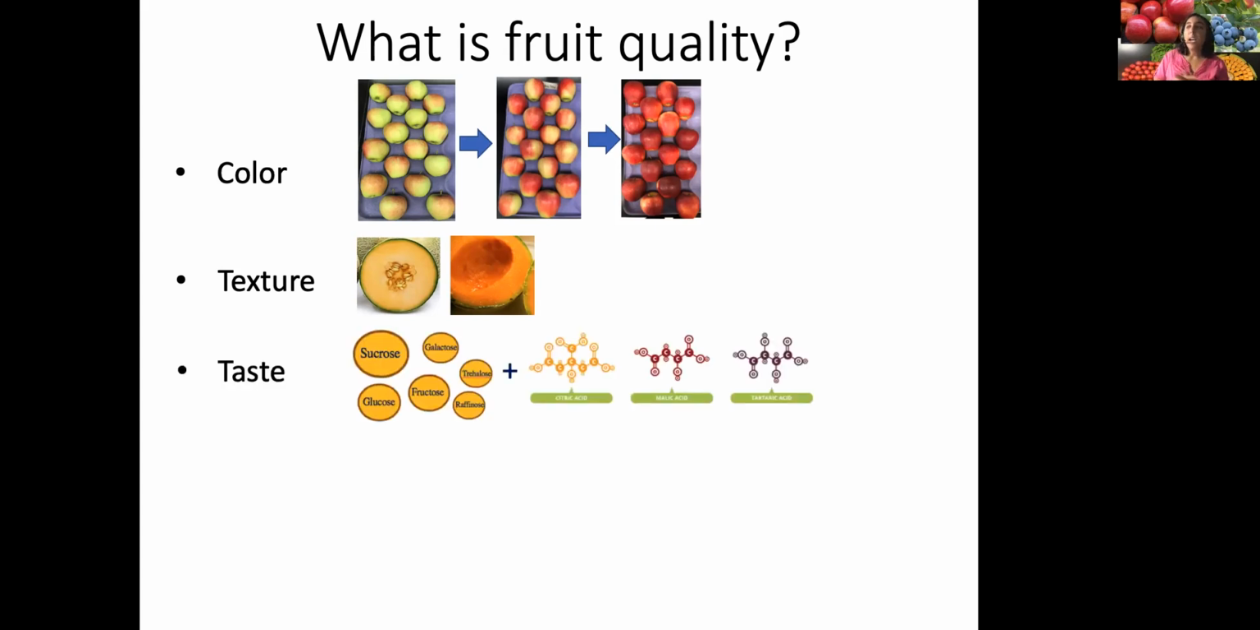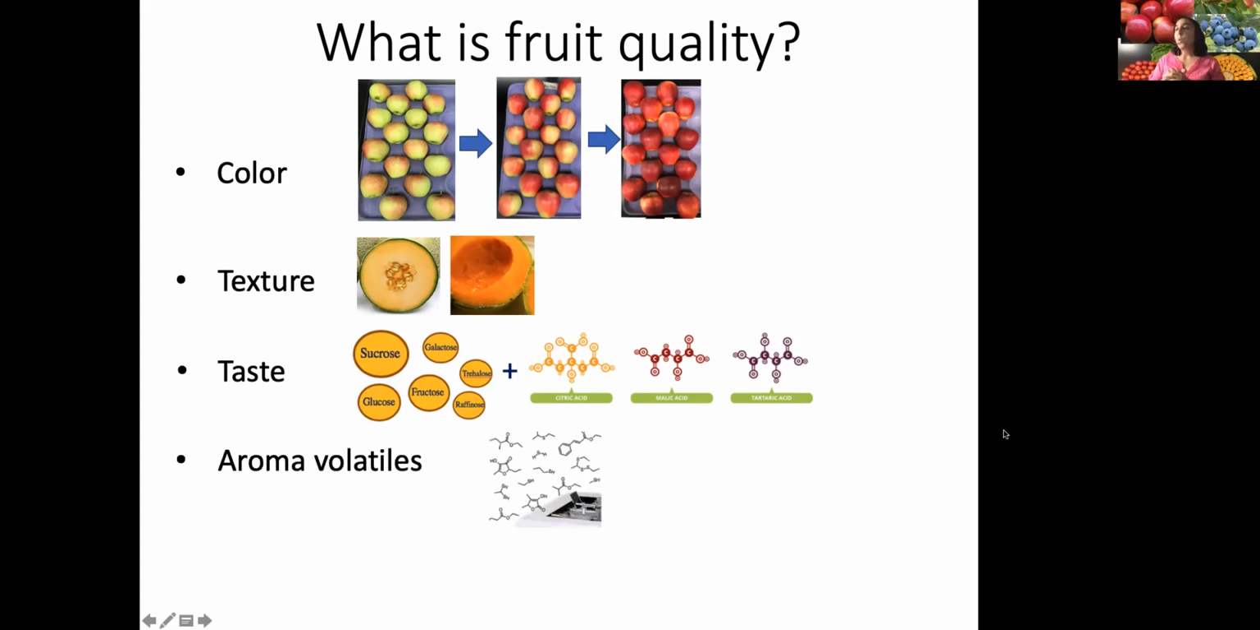Then we have taste. Taste is composed by two different aspects here. We have, first of all, sweetness, which is given by the different contents as well as composition of sugars in the fruits: sucrose, glucose, fructose, etc. And the acid content too. Okay, so it's very important that we find this fine balance between both of them, acids and sugars. It's what is really going to define the taste of fruit, which is a key aspect of quality.